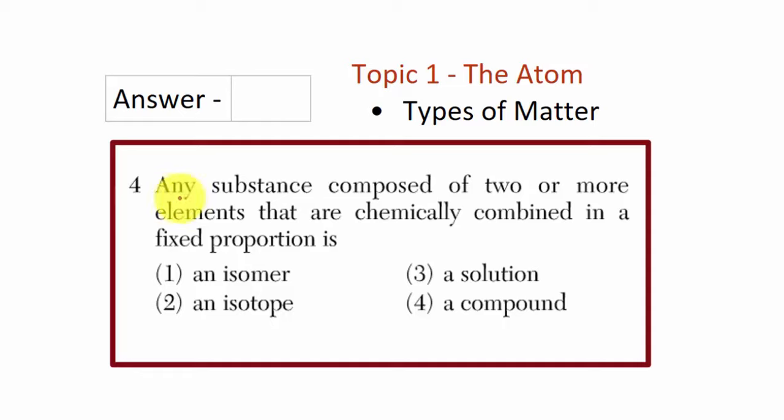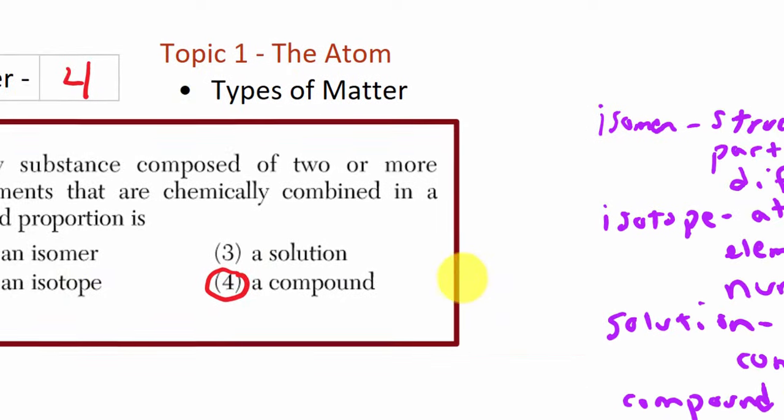Question 4. Any substance composed of 2 or more elements that are chemically combined in a fixed proportion is. This is flat out the definition of a compound. Answer number 4. Just to review the other decoy answers that they put in, here are the definitions for those terms.